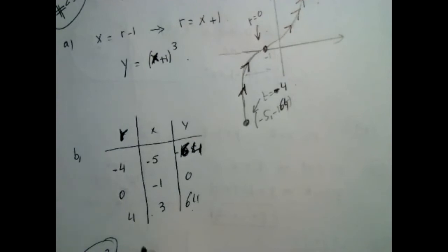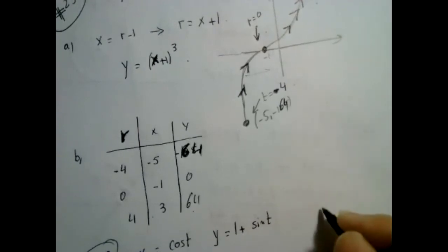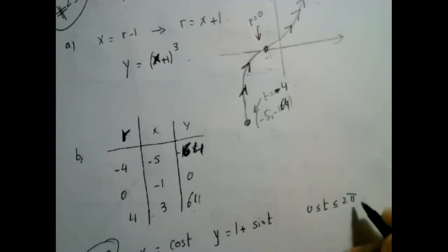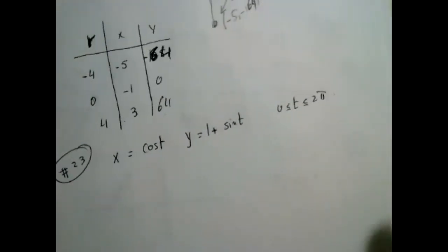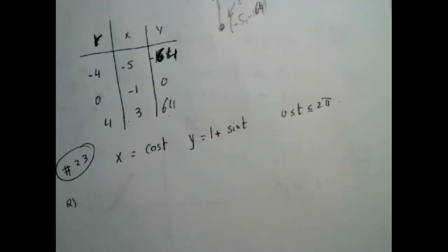We have the following. X equals cosine t. Y is 1 plus sine t. And t is between 0 and 2 pi. Okay. All right, so this is my curve right there. And the question is, first, find the equation that relates them. And the second is, what's the direction of motion?